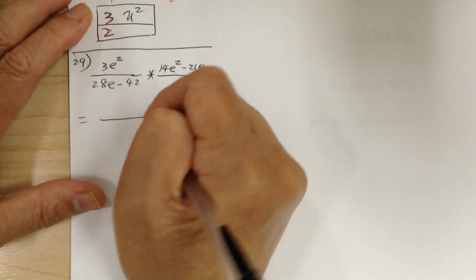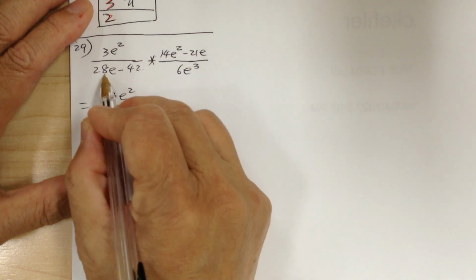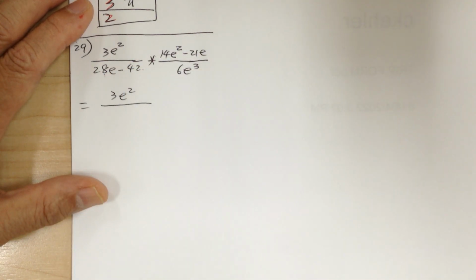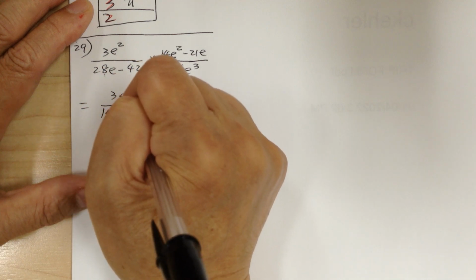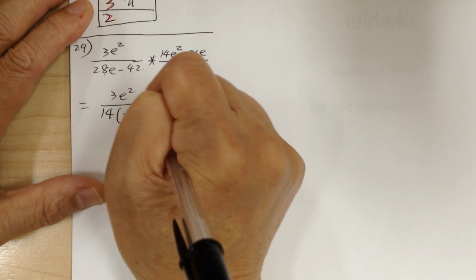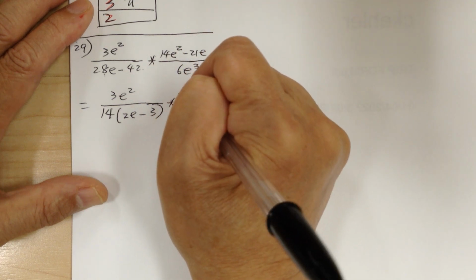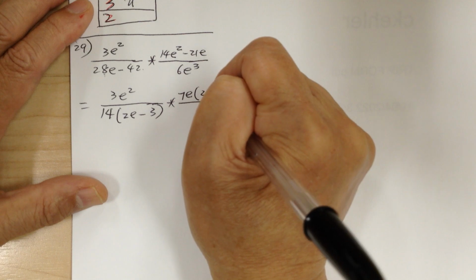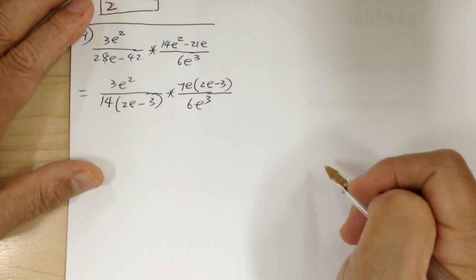Okay, so now let's go and factor as much as we can. So you got 3e squared. This one I can factor out, let's see, 14. So factor out the 14, I get 2e minus 3. Over here on the top, I can factor out the 7e. So I get 2e minus 3. And on the bottom, I get 6e to the 3.